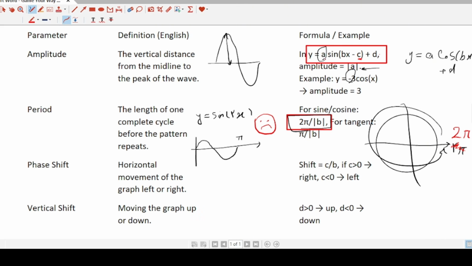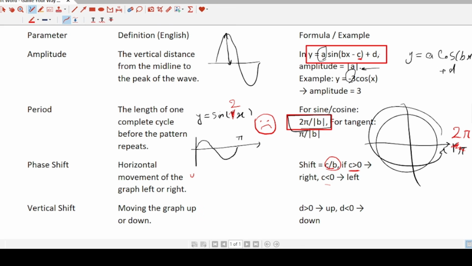So, our graph shifts by the amount of C over B, or it is pushed forward or backward. If C is a positive number, the graph moves to the right, and if C is a negative number, the graph moves to the left.